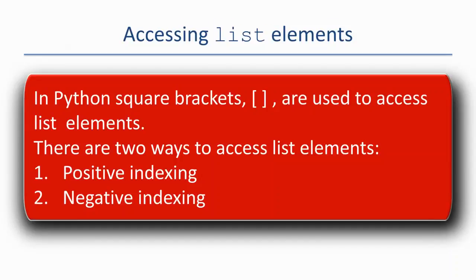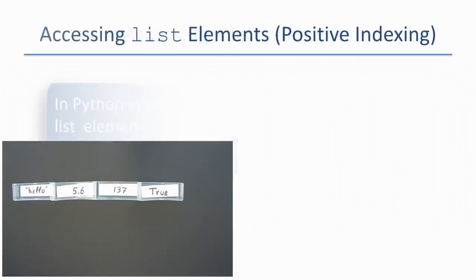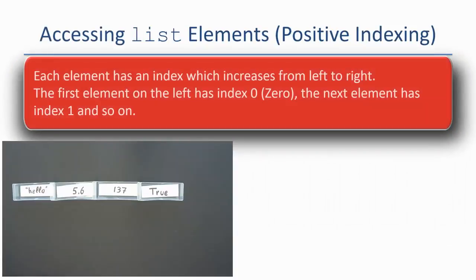In Python, square brackets are used to access list elements. And there are 2 ways to access list elements, either by positive indexing or by negative indexing. In positive indexing, each element has an index which increases from left to right, and the first element on the left has the index of 0, the next element has the index of 1, and so on.